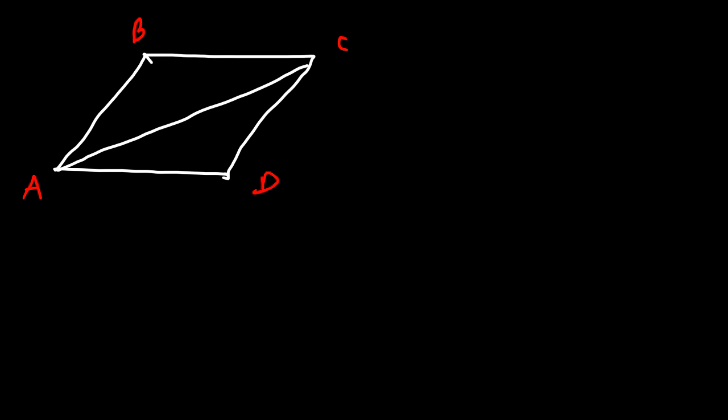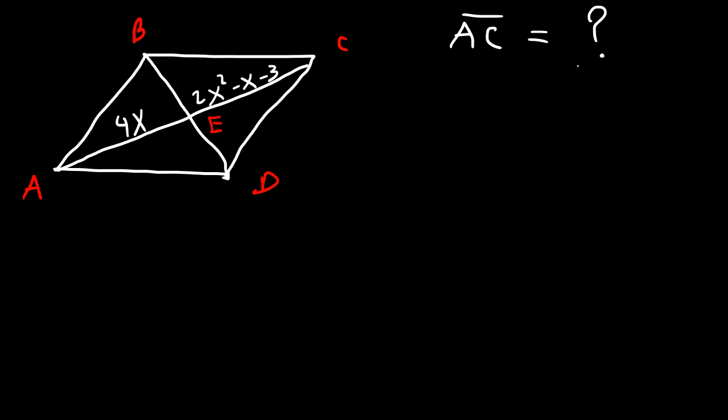Now let's work out another example. So this is going to be A, B, C, and D as usual. And this time we're going to have some diagonals. And let's call this point E. So AE in this problem is going to be 4x. And EC, we're going to say it's 2x squared minus x minus 3. So knowing this, what is the length of AC? Go ahead and work on this problem.